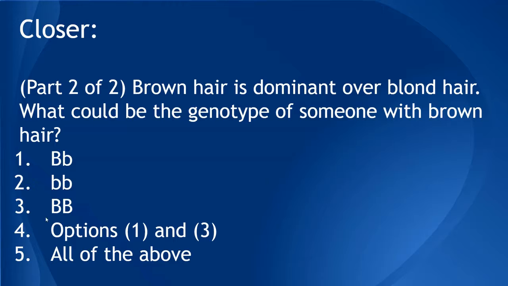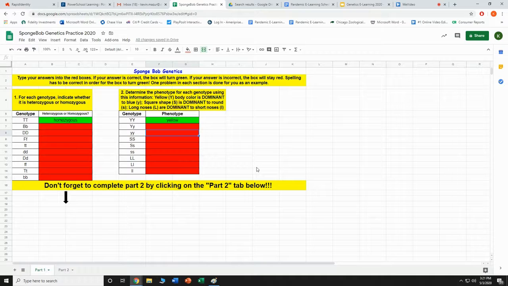Okay? Let's take a look at the homework that you're going to have today. All right. This is pretty neat. What you need to do is follow the directions up here. So it says type your answers into the red boxes. If your answer is correct, the box will turn green. If your answer is incorrect, the box will stay red. Spelling has to be correct in order for the box to turn green. One problem in each section is done for you as an example.